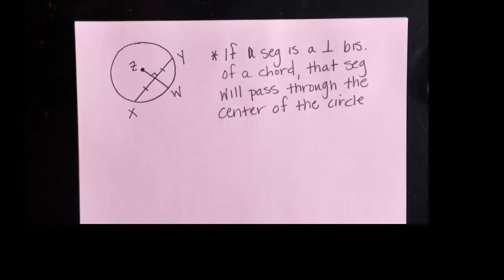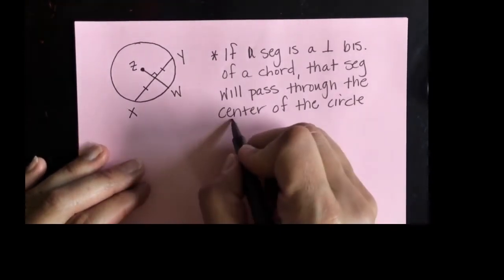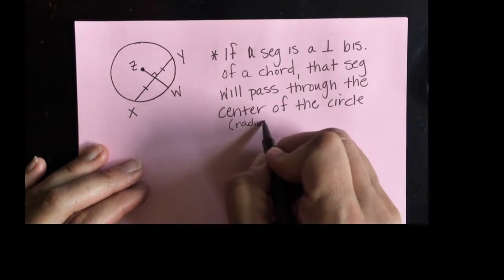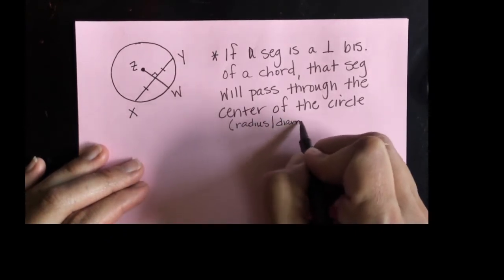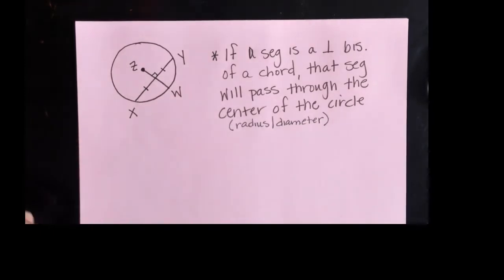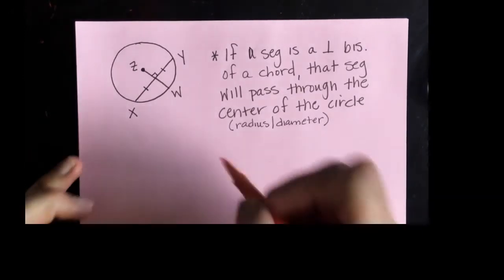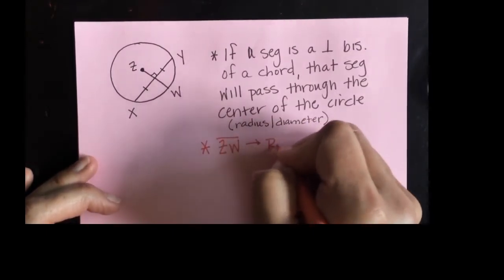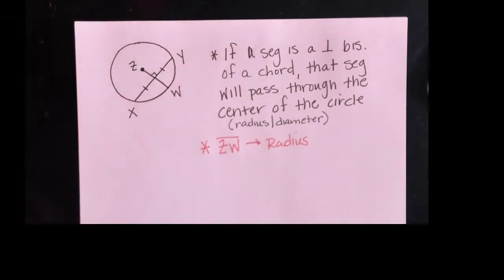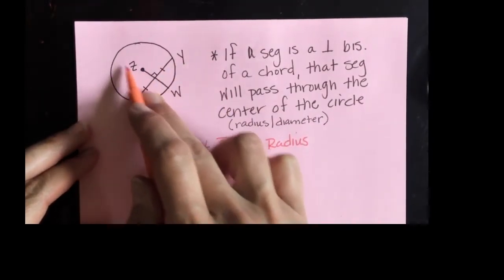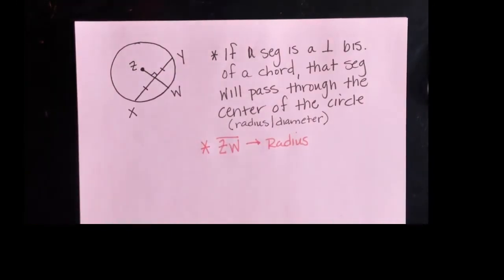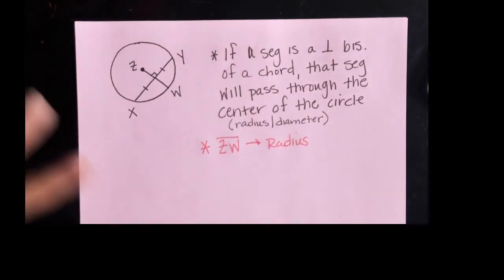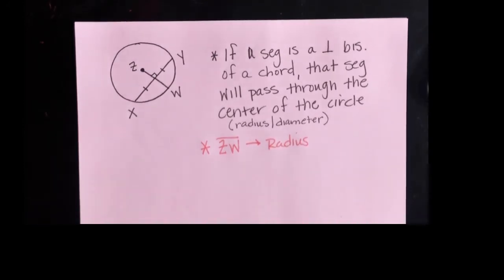So that's the technical if-then statement, but if it passes through the center of a circle, that's where we have that radius diameter occurrence. So if our given statement said that we have a perpendicular bisector, then what I can conclude here, ZW is our radius. And if ZW is our radius, I have radii that would come off everywhere that I have Z.